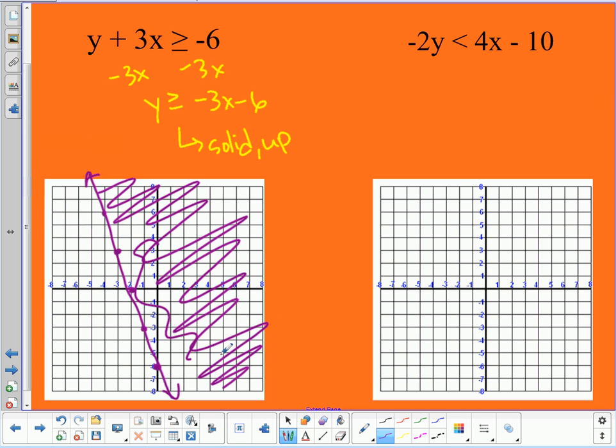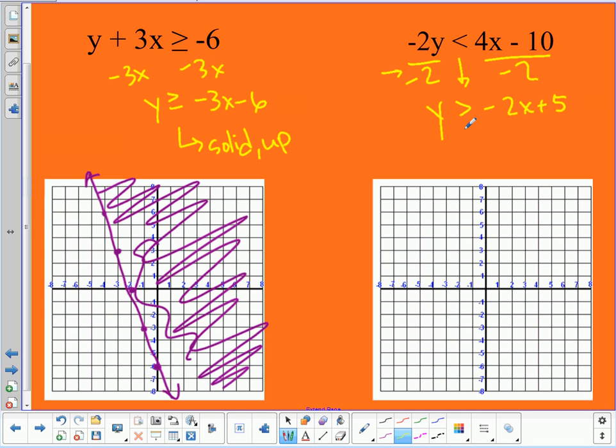All right, very last example. Negative 2y is less than 4x minus 10. I need to get y by itself, which means I need to divide by negative 2. With inequalities, whenever I divide by a negative 2, this gets flipped to the other direction. So I have y is greater than negative 2x plus 5. 4 divided by negative 2 is negative 2. Negative 10 divided by negative 2 is positive 5.